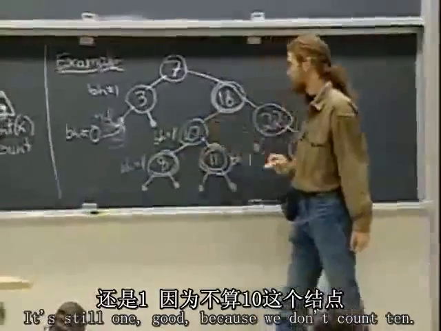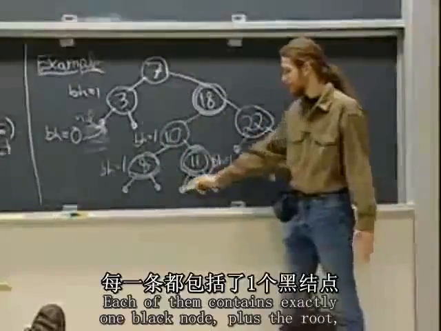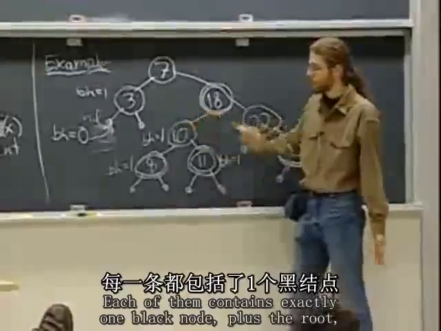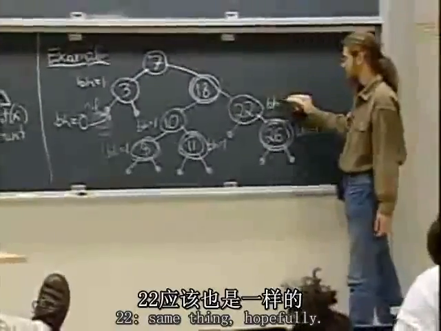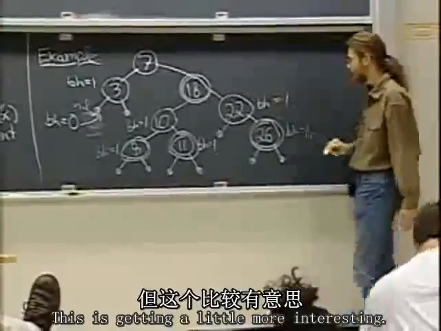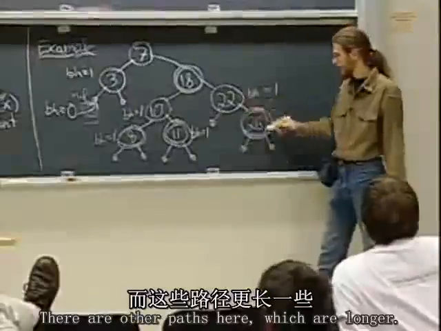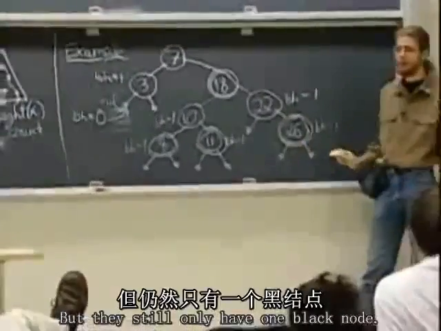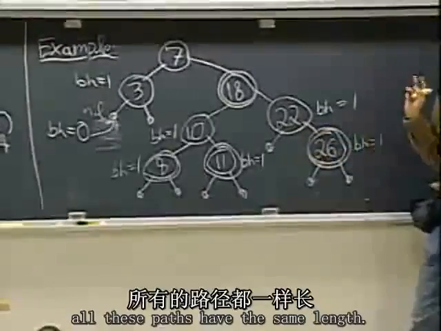We don't count 10. There's now 4 paths to leaves. Each of them contains exactly 1 black node plus the root, which we don't count. 22, same thing, hopefully. Okay, this is getting a little more interesting. There's 1 path here which has 1 black node. There's other paths here which are longer, but they still only have 1 black node. So if we just sort of ignore the red nodes, all these paths have the same length.